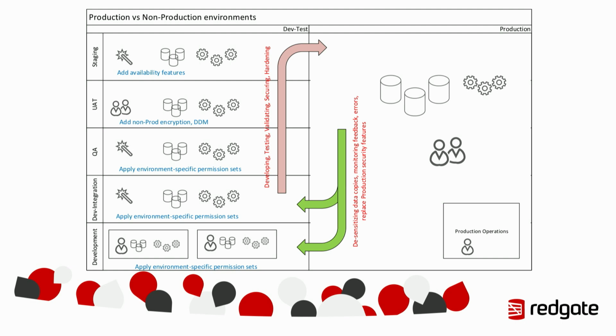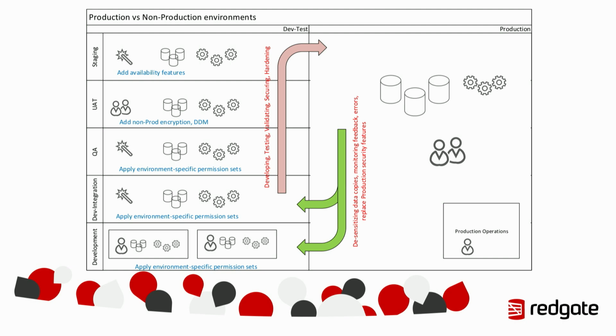But what GDPR is telling us, what this new wave of legislation is telling us, what the attack vector of data breaches is telling us, is that we need to care an awful lot more about that left-hand side as well. Most organizations take data into non-production environments, and when they do so, they ought to be applying the same care that they apply to the production data. Perhaps even more care in some ways.